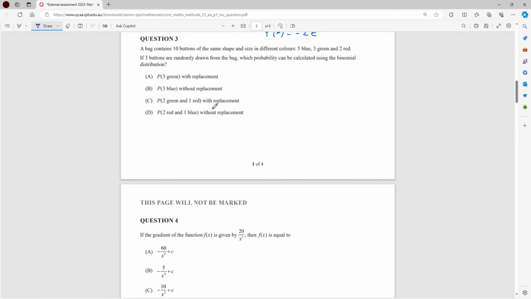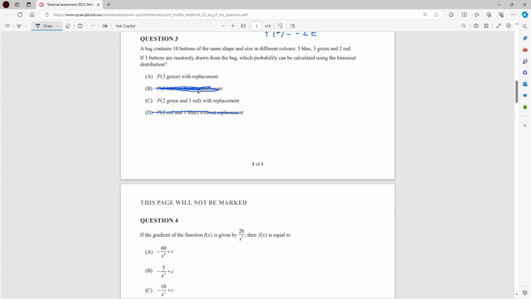Question 3, a bag contains 10 buttons the same shape and size in different colors. So 5 blue, 3 green, and 2 red. If 3 buttons are randomly drawn from the bag, which probability can be calculated using a binomial distribution? With a binomial distribution, the probability needs to remain the same. So regardless of which color you pick, you need to use replacement. So the examples without replacement cannot be used at all, because the sample size changes, and it changes all the probabilities of drawing out a button.